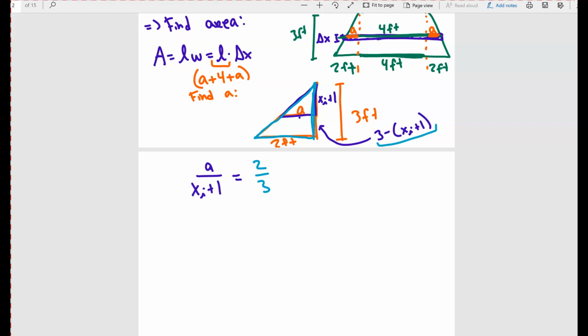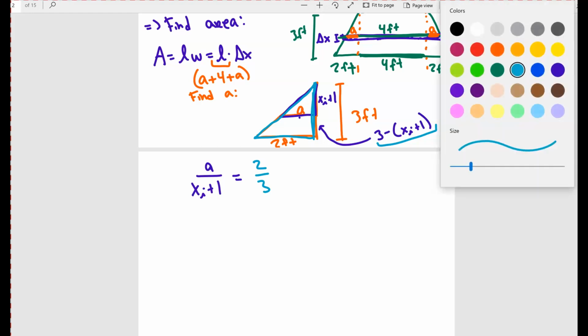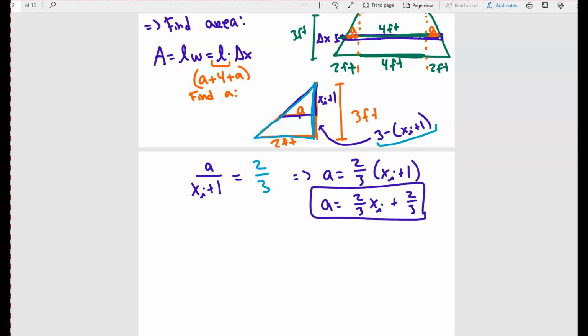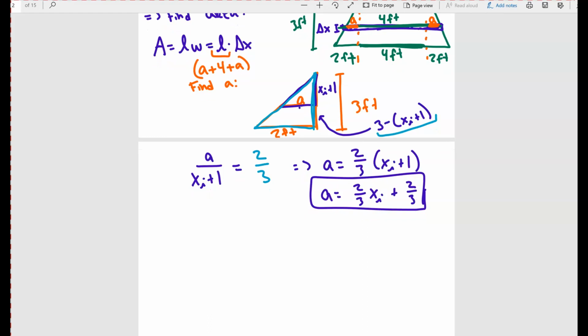All right, so now what is this going to be? Let me multiply this bottom part to the other side. So I'm going to have A is equal to 2/3 times (xi plus 1), which is going to give me A is equal to 2/3 xi plus 2/3. Okay, so now I finally figured out what A was, which is basically this guy.